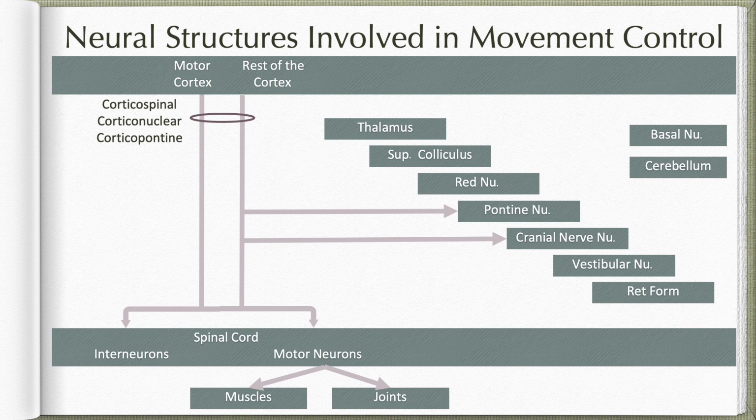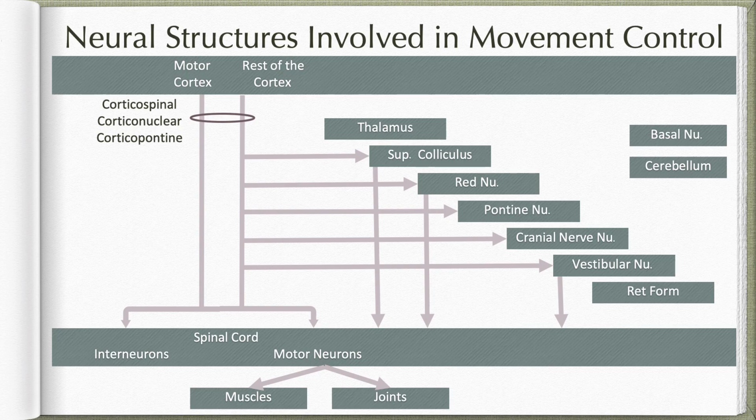These descending fibers from the cortex send collaterals to the superior colliculus, which influences the activity of the spinal cord through the tectospinal tract; to the red nucleus, which sends information to the spinal cord through the rubrospinal tract; to the vestibular nucleus, which sends information through the vestibulospinal tract; and to the reticular formation, which sends information through the reticulospinal tract.